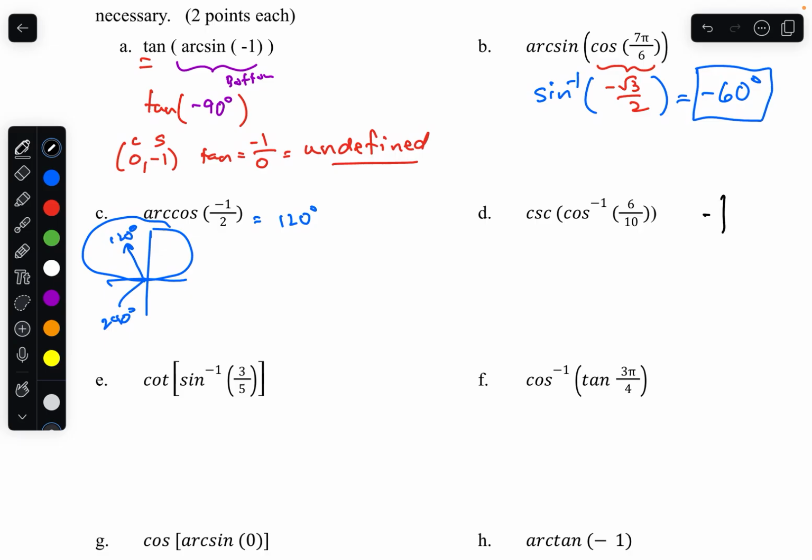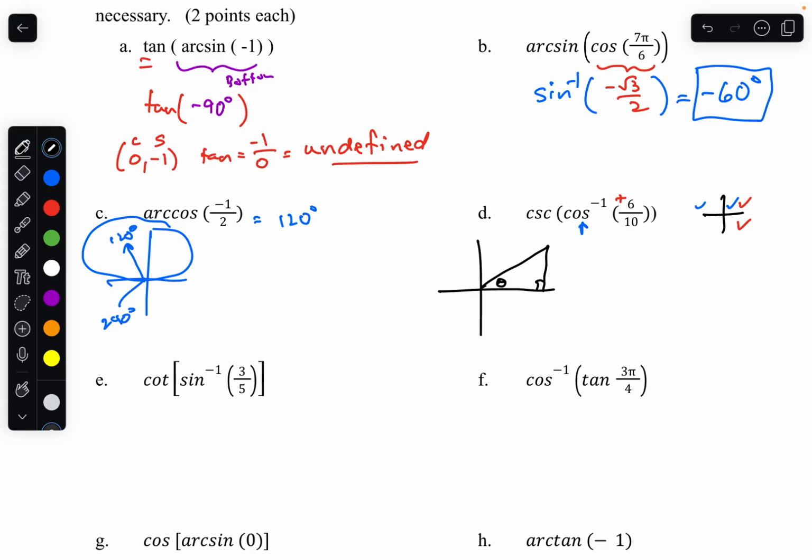These problems, I recognize that 6 over 10 is not on the unit circle, so we want to make sure we know where to draw the triangle. I'm doing an inverse cosine. That works in the top two quadrants. And this is a positive answer, and cosine is positive in those two quadrants. So I'm going to draw my triangle in quadrant 1, because that's where it lines up.